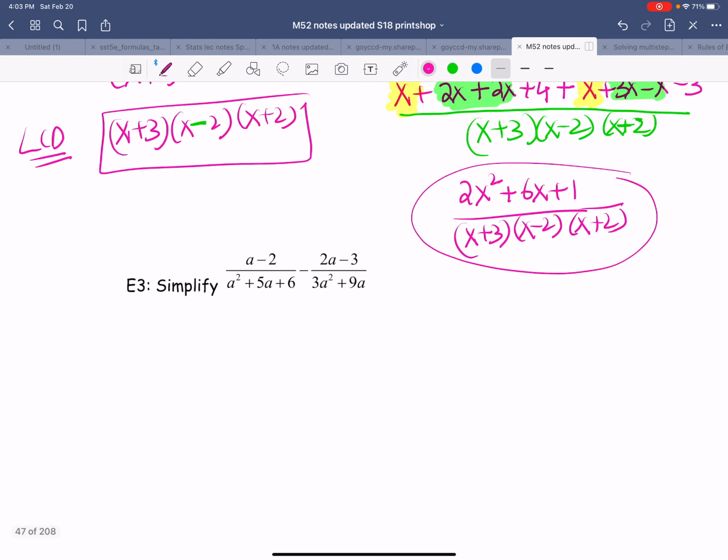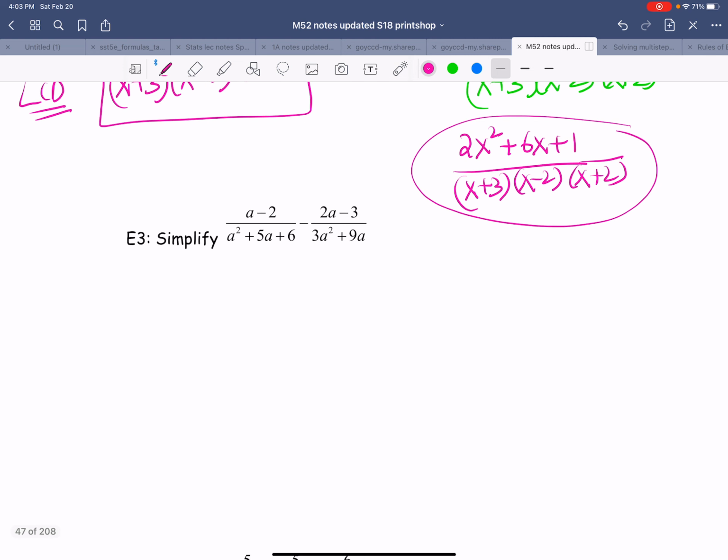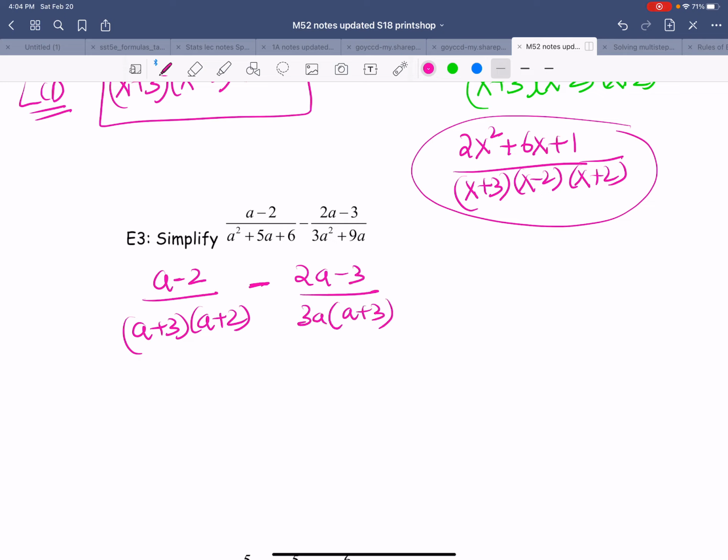All right, next example: a minus 2 over a squared plus 5a plus 6, minus 2a minus 3 over 3a squared plus 9a. Okay, first thing I'm going to do is factor the denominators. It's easier to find the LCD because to find the LCD, we need to do prime factorization of the denominators, right? I can pull out a 3a, a plus 3 in there.